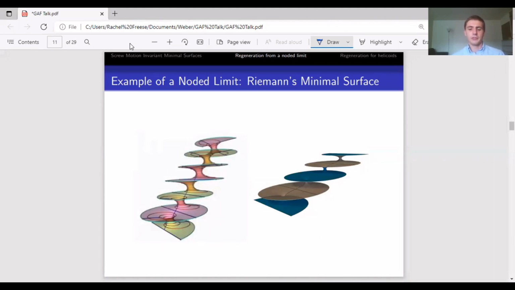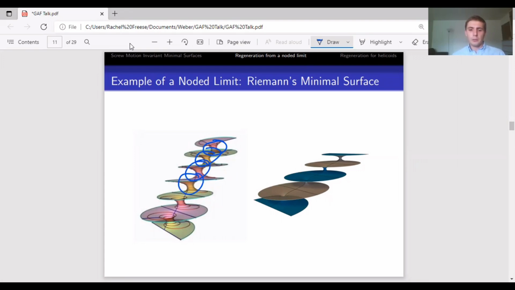So this is a really neat minimal surface. Riemann showed it existed back in the 1800s, and it exists in a one-parameter family. You can see as the parameter changes, that more or less changes the size of these catenoids. So Riemann's minimal surface looks a lot like basically planes that are joined together by catenoids.